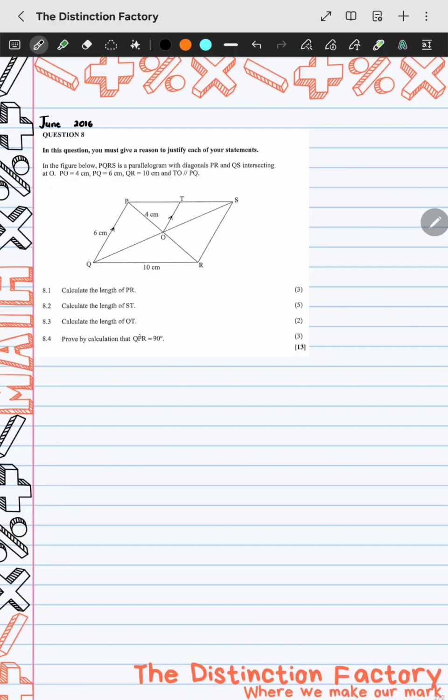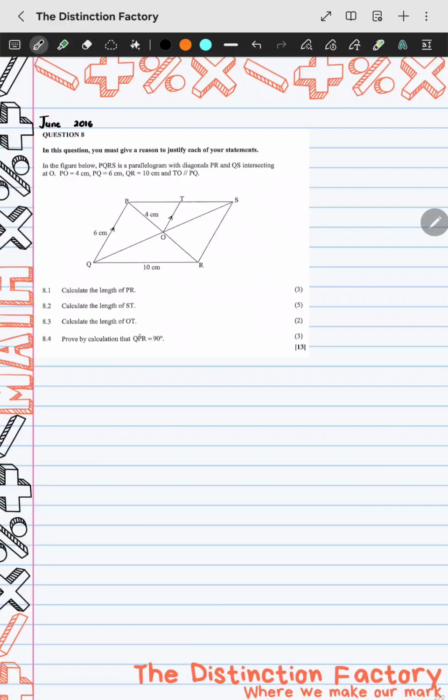It says that diagonals PR and QS intersect at O. So here is PR and here is QS, and they are intersecting at O. They also point out that this is 10 centimeters, this is 6 centimeters, and PO is 4 centimeters. They also say that line TO is parallel to PQ. So that might help us.